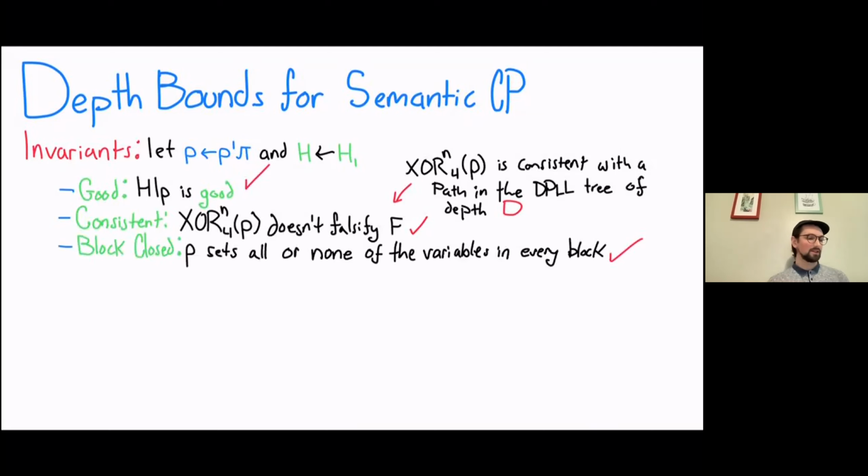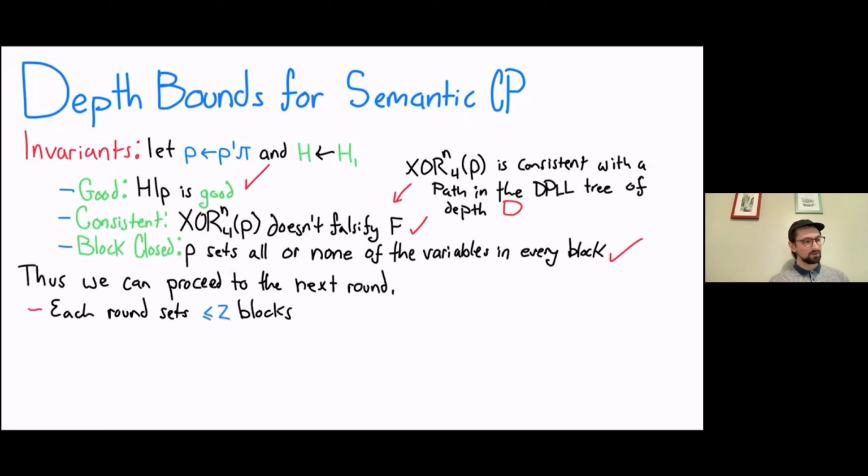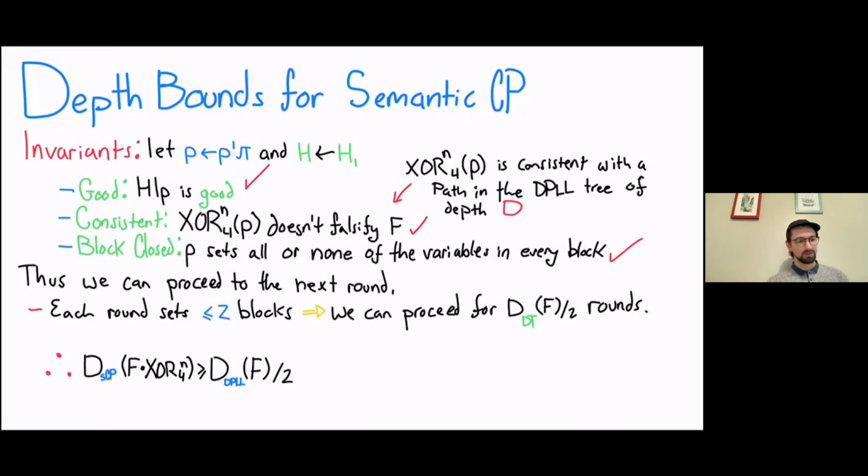And finally, this block closedness thing, which says that every block has all of its variables free or set. This is satisfied by construction. We can proceed to the next round. And at each round, we've set at most 2 blocks of variables. And that means that we can proceed for the depth of decision tree over too many rounds. Yeah, and this proves the theorem.